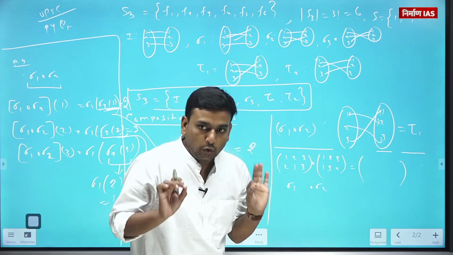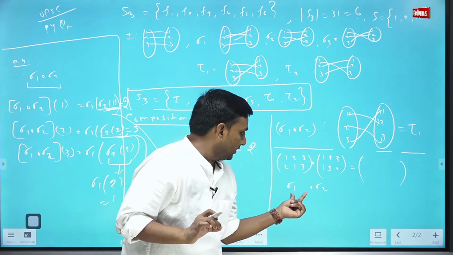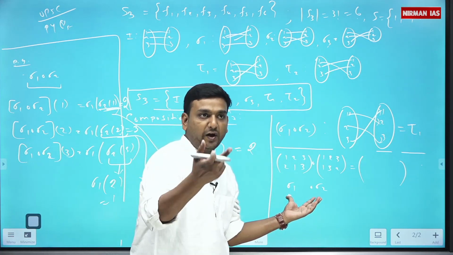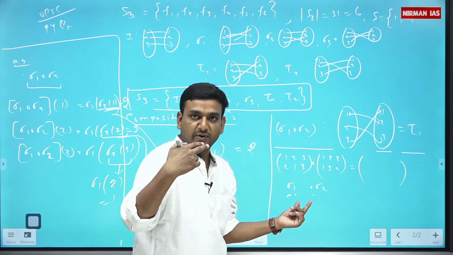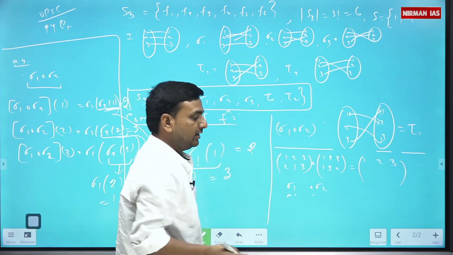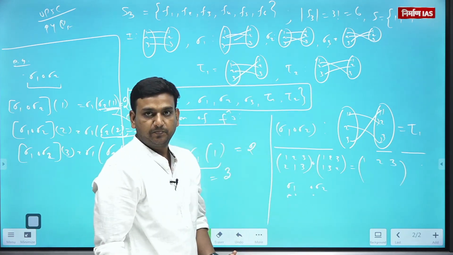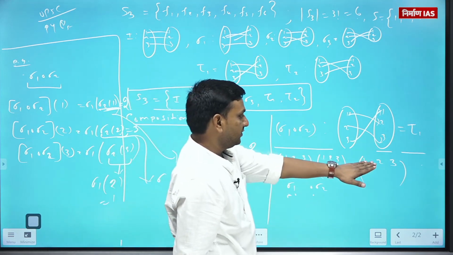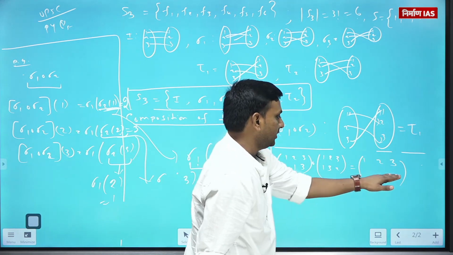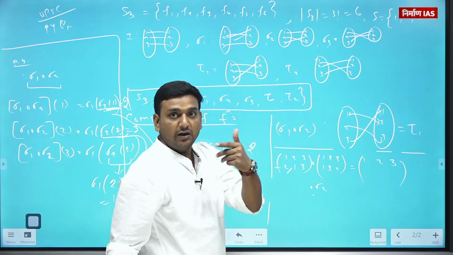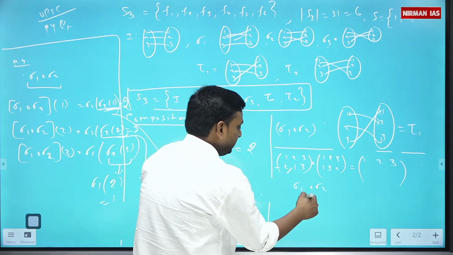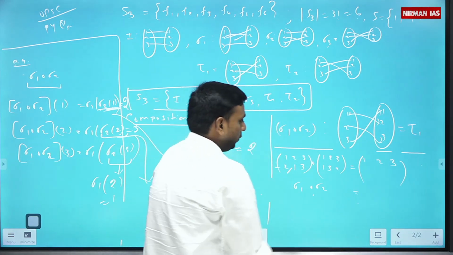What I want to know is, after composition, this is a function only, no? So what is the image of 1 under this function? What is the image of 2 under this function? What is the image of 3 under this function? Got it? So this is the domain part, and I will write in the second row the image part or range part. So sigma 1 composition sigma 2 will be what? That I want to know.